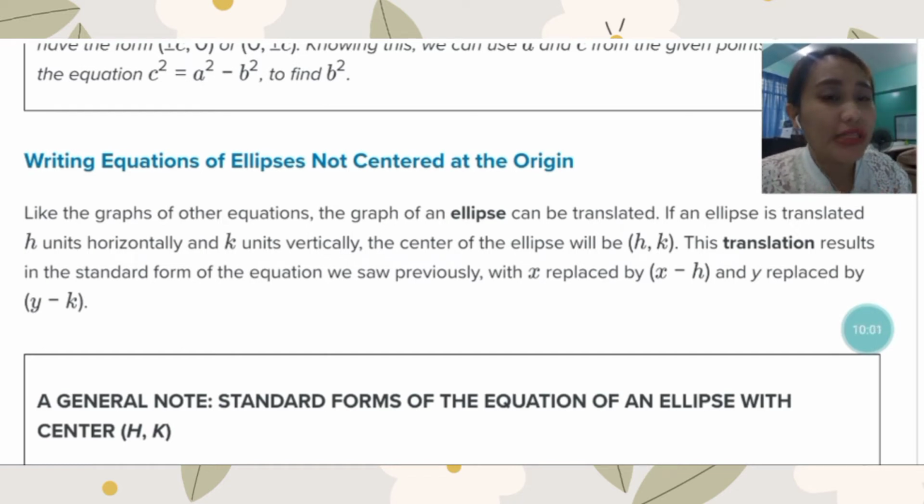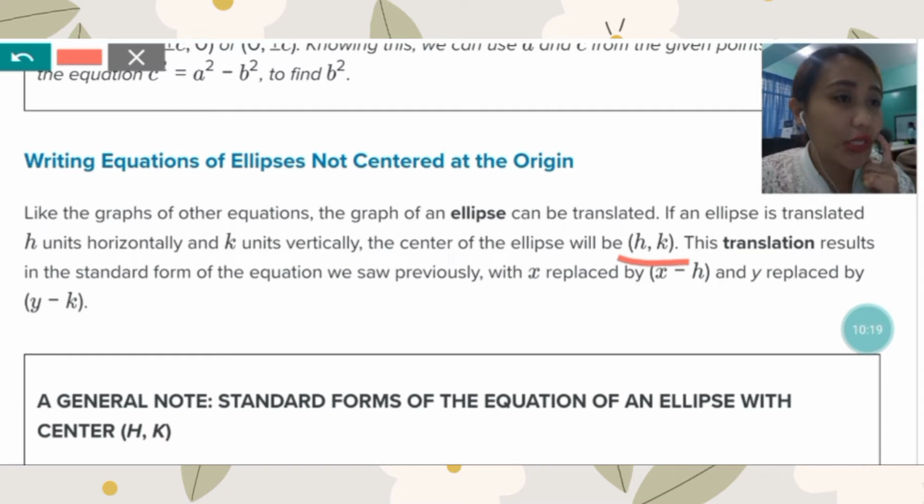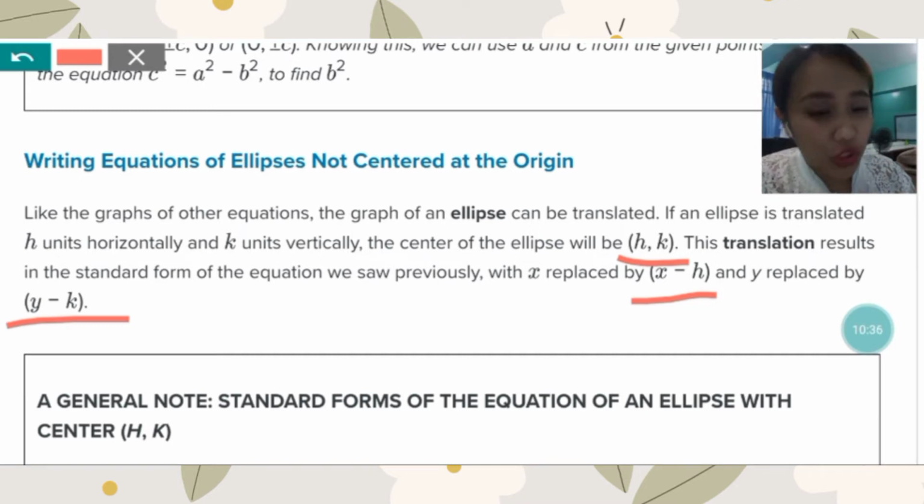If an ellipse is translated h units horizontally and k units vertically, the center of the ellipse will be (h, k). So instead of 0, 0, the center will now be (h, k). This translation results in the standard form of the equation we saw previously, with x replaced by x minus h and y replaced by y minus k. If you can still recall, same with the circle, there are circles at the origin and circles not at the origin. Also with the parabola.